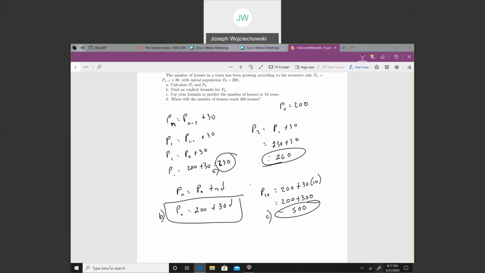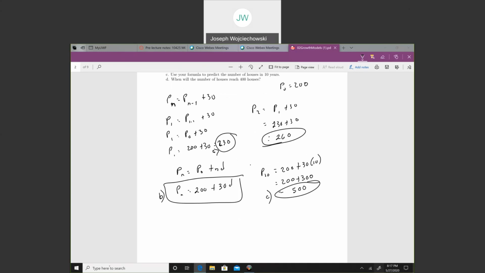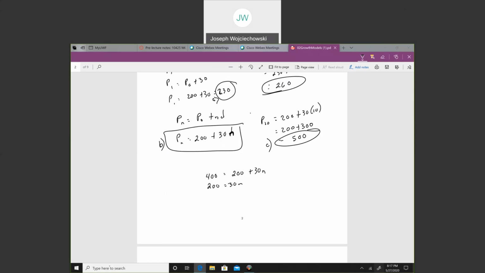When will the number of houses reach 400? So now we know what p sub n is. 400 is equal to 200 plus 30, and this should be n, not d, times n. So the first thing I need to do is subtract 200 from both sides. So I have 200 is equal to 30 times n. Then divide by 30. 200 divided by 30, 6.67 is equal to n. 6.67 years, and that is D.